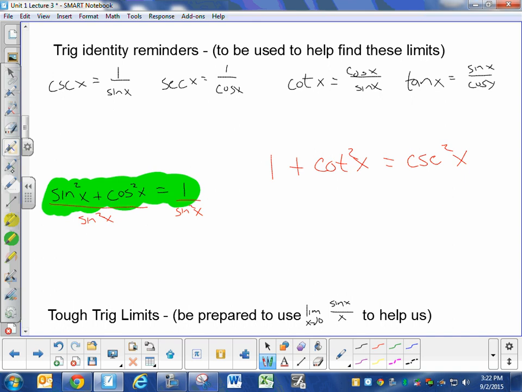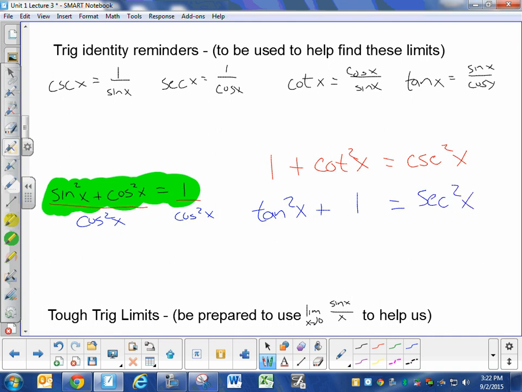If instead of dividing by sine squared, I divided by cosine squared, let's see what happens. Sine over cosine would give you tangent. This would be tangent squared. Cosine over cosine is 1. 1 over cosine is secant squared.